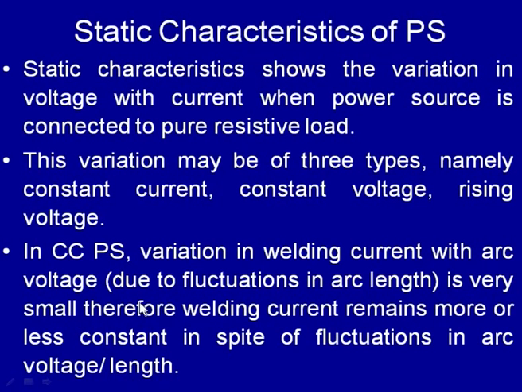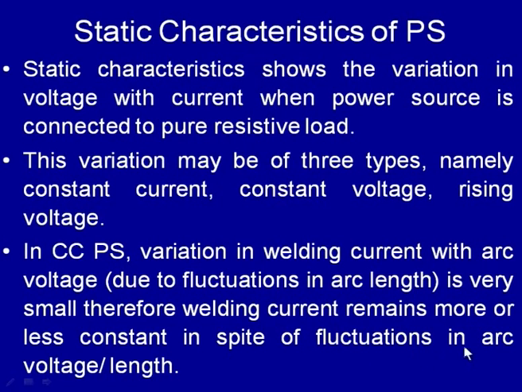So, the main thing associated with this is that the welding current fluctuates very little even with the fluctuation in the arc length. Therefore, the welding current remains more or less constant in spite of the fluctuation in the arc voltage or the arc length. The main benefit of this constant current type of power source is that heat is generated uniformly at the same rate, the melting rate of the electrode remains the same, and the penetration remains unchanged, and this helps in the development of a uniform weld bead and a weld joint having better characteristics.